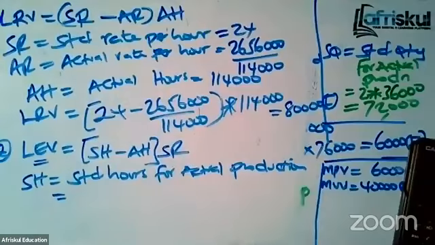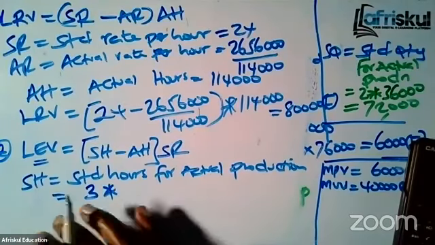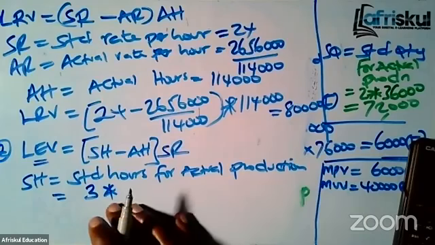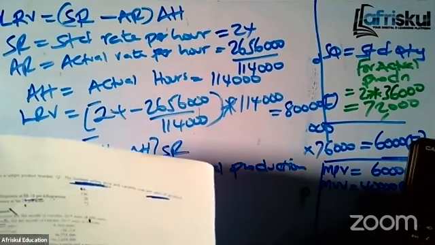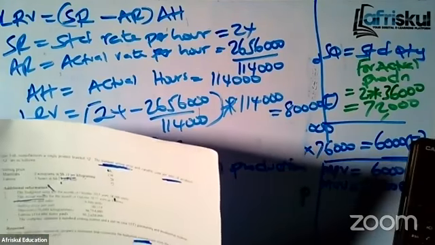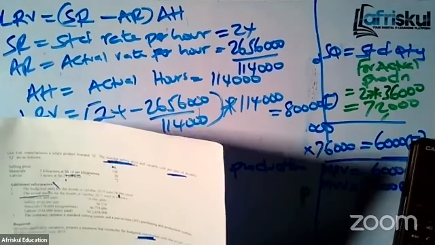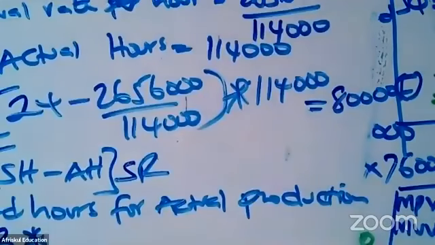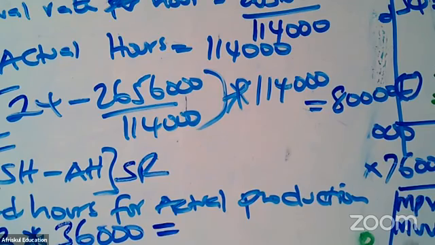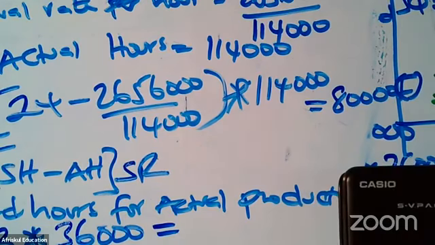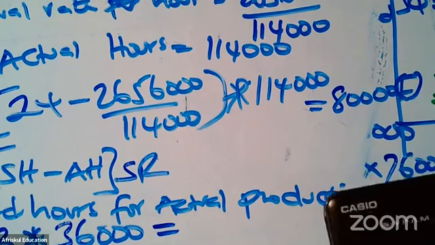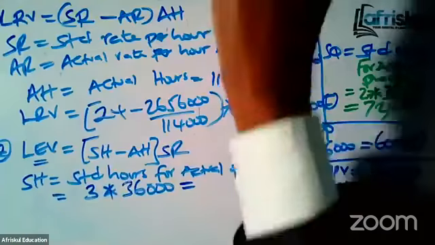If it's 3 hours for 1 unit, I need the standard hours for the actual production. So multiply this by the actual number of units that were produced in the period. The actual production was 36,000. So we have 3 times 36,000, which gives us 108,000.